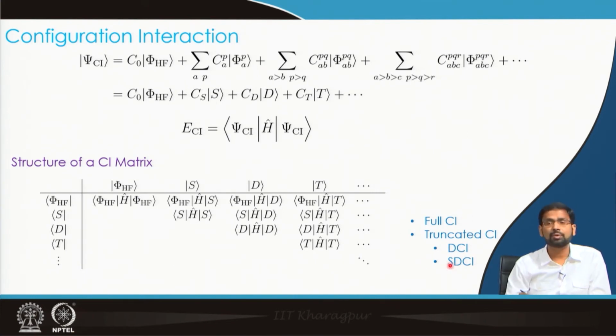So no matter whether you are doing full CI or truncated CI, at the end you will have a large CI matrix that you will diagonalize.